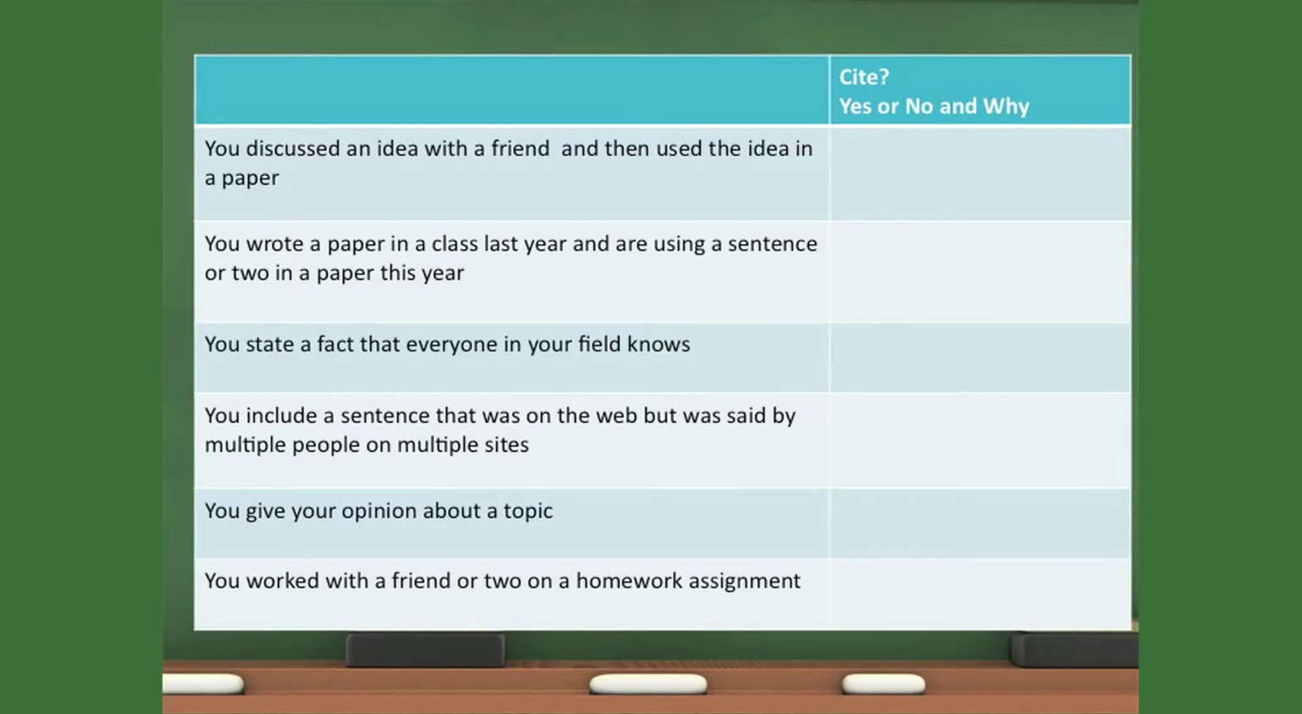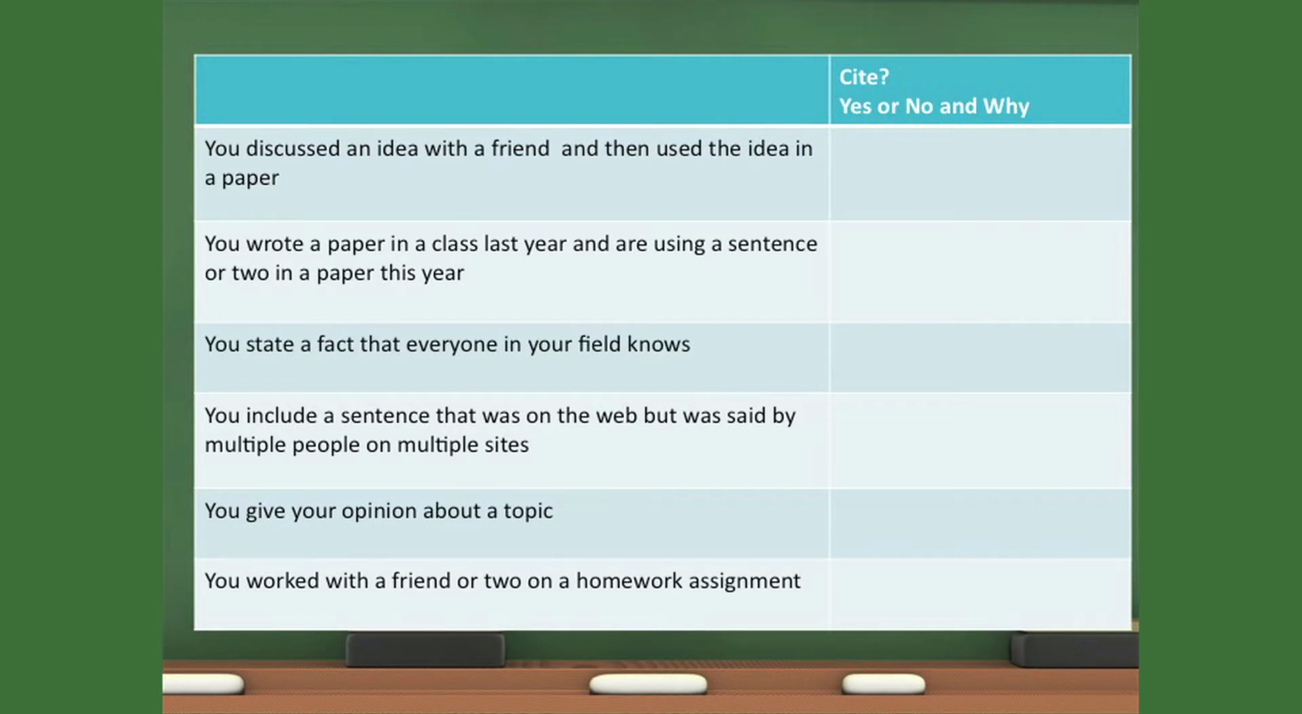You wrote a paper in class last year and are using a sentence or two in a paper this year. True, you have to cite it. False, you don't. 5, 4, 3, 2, 1. True. You can cite yourself. A lot of people don't know that. I cite myself all the time. I'm constantly building on things I've written before.